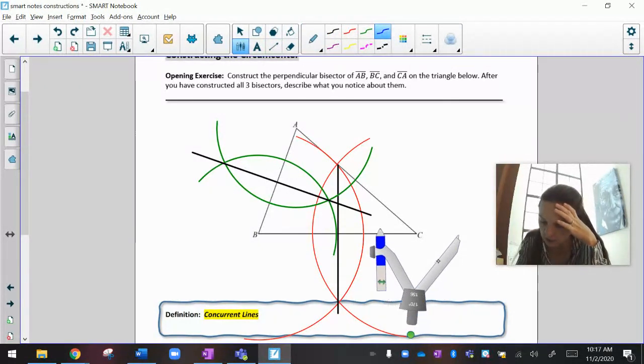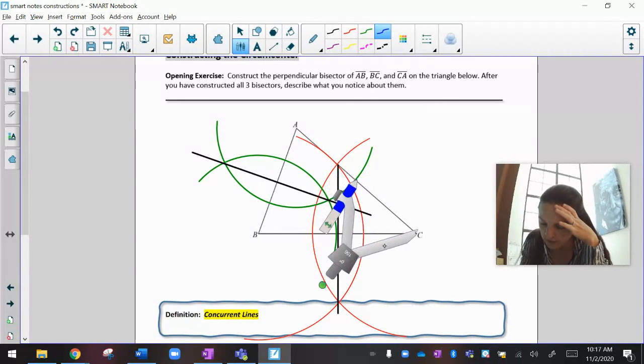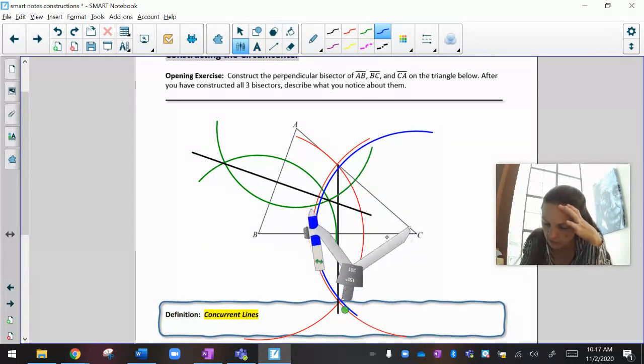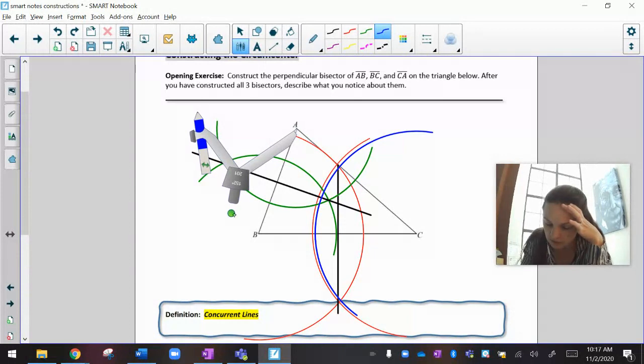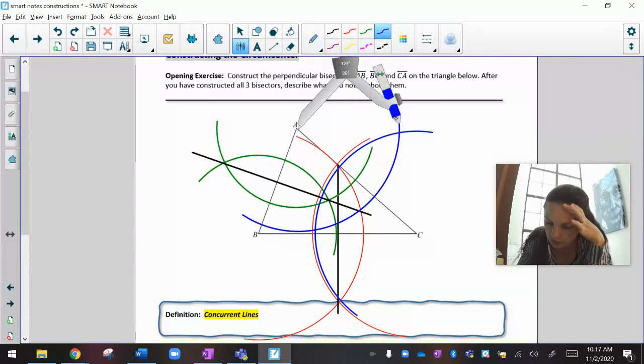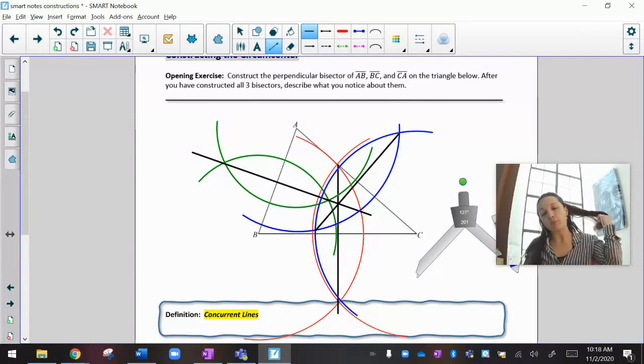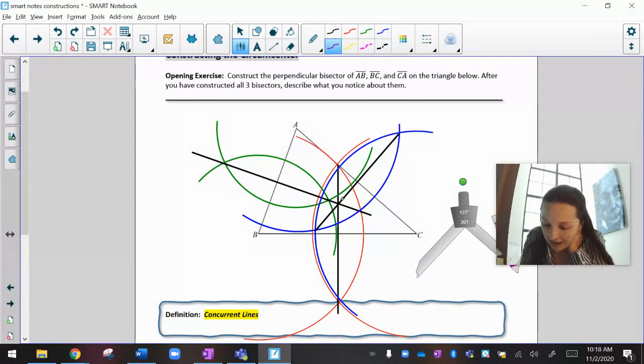And I'm going to find the perpendicular bisector of AC. So I'm going to open my compass more than halfway. And I'm going to draw 2 arcs, 1 and 2. And then connect the dots here. Ooh, that worked out beautifully. What should happen, depending on how good you are with your compass and if it wiggled a lot, is your 3 perpendicular bisectors should all intersect at the same point right here.